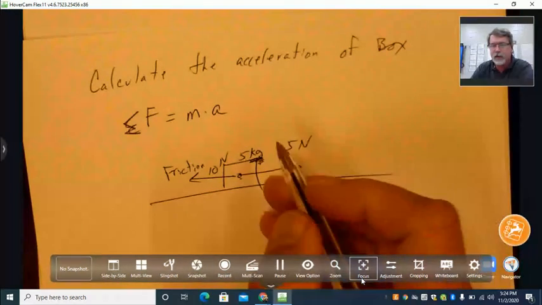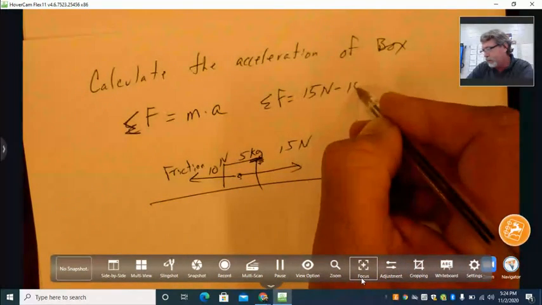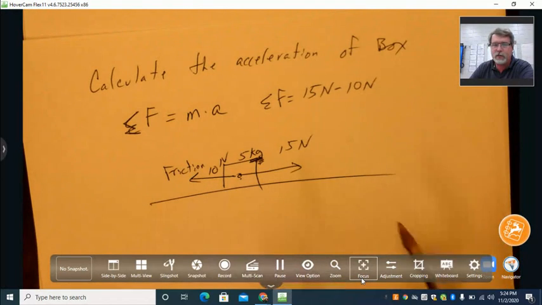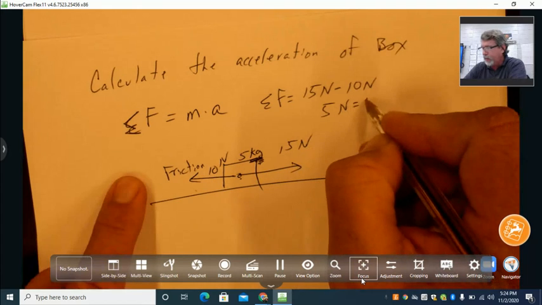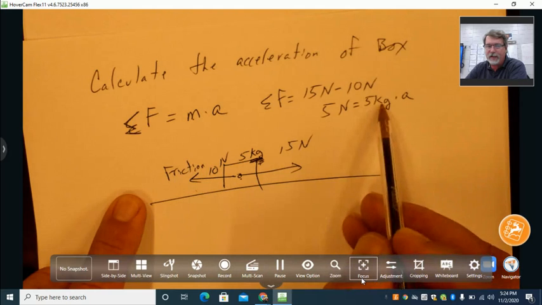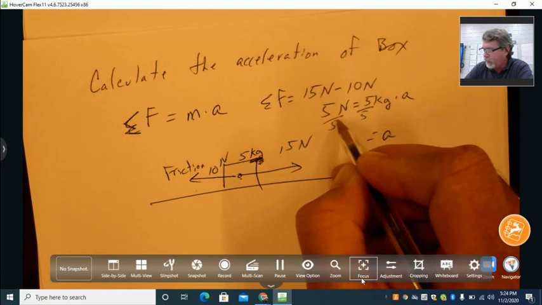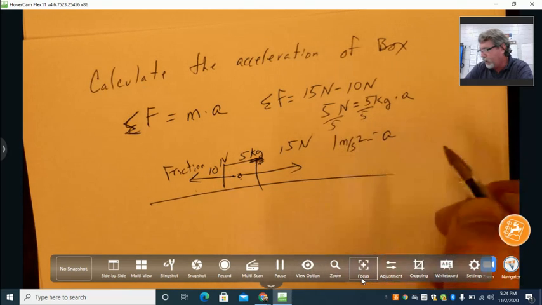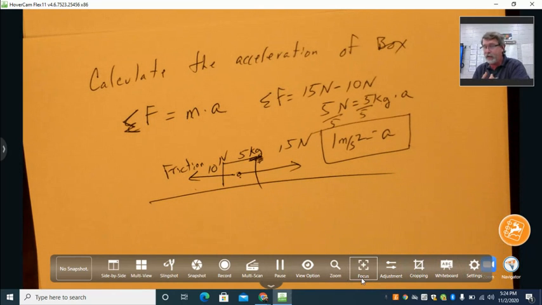Kilograms is a mass. So the sum of the forces acting on this box, which is 15 newtons minus 10 newtons, because they're going in opposite directions, so we subtract them, is 5 newtons. And 5 newtons is what makes a 5 kilogram object accelerate. So mass times acceleration, where the mass is 5 kilograms. So the acceleration of this box is 5 divided by 5, 1 meter per second squared. That is our acceleration in that case. Now, we can do a lot of things to calculate force of friction and all that. For now, we just start with calculating the acceleration of a box.